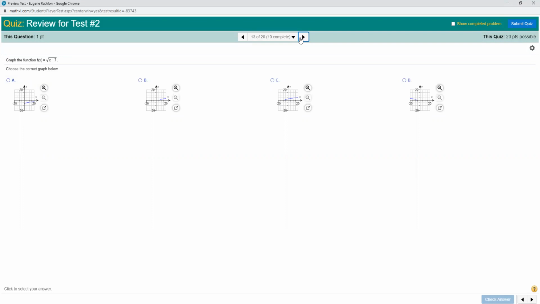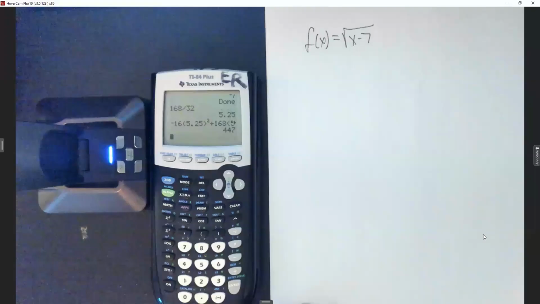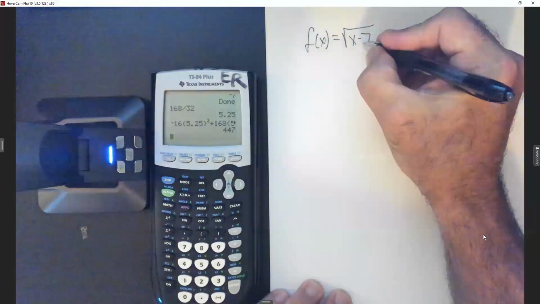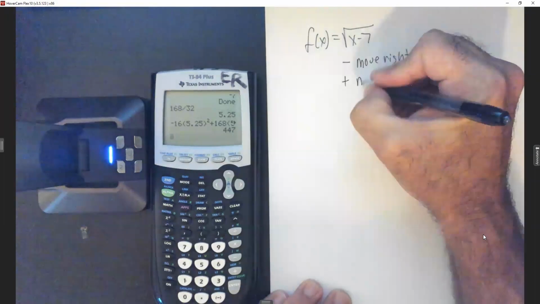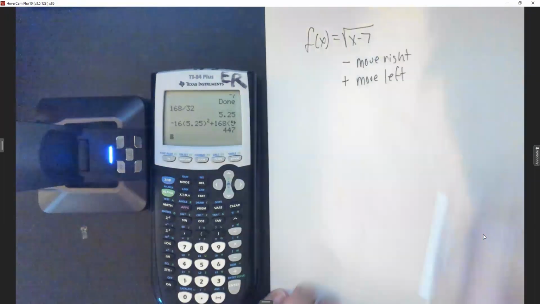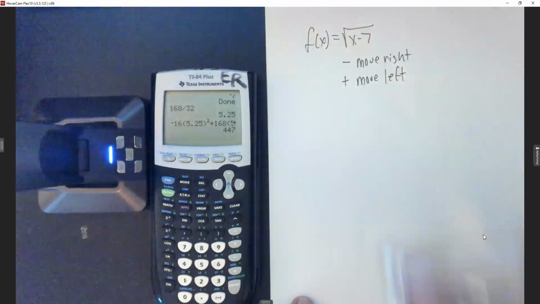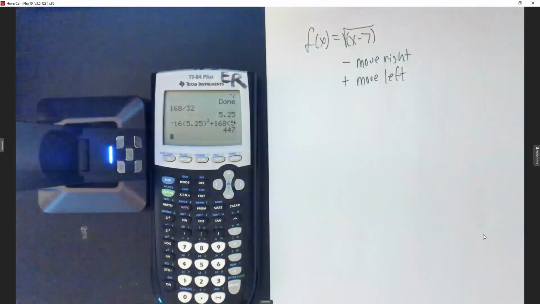Alrighty, so since that x minus 7 is under the radical, it's like the x minus 7 is in parentheses. So let me write that down and I'll show you on this one. So this is like parentheses. So if that's negative, you're going to move right. If it's positive, it's going to move left. So you always treat radicals like they really have parentheses in them, okay? So it looks like mine is going to move right 7 units.